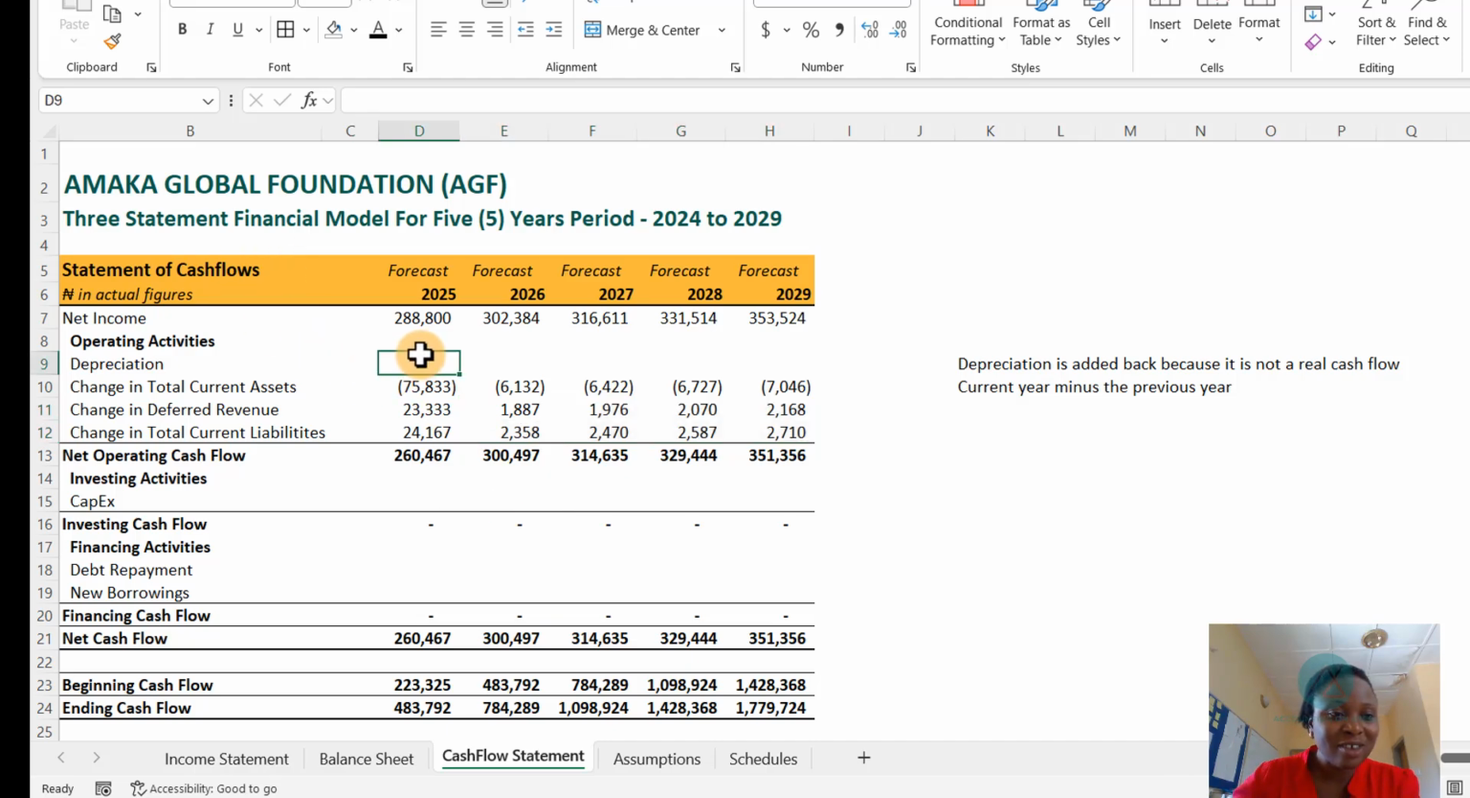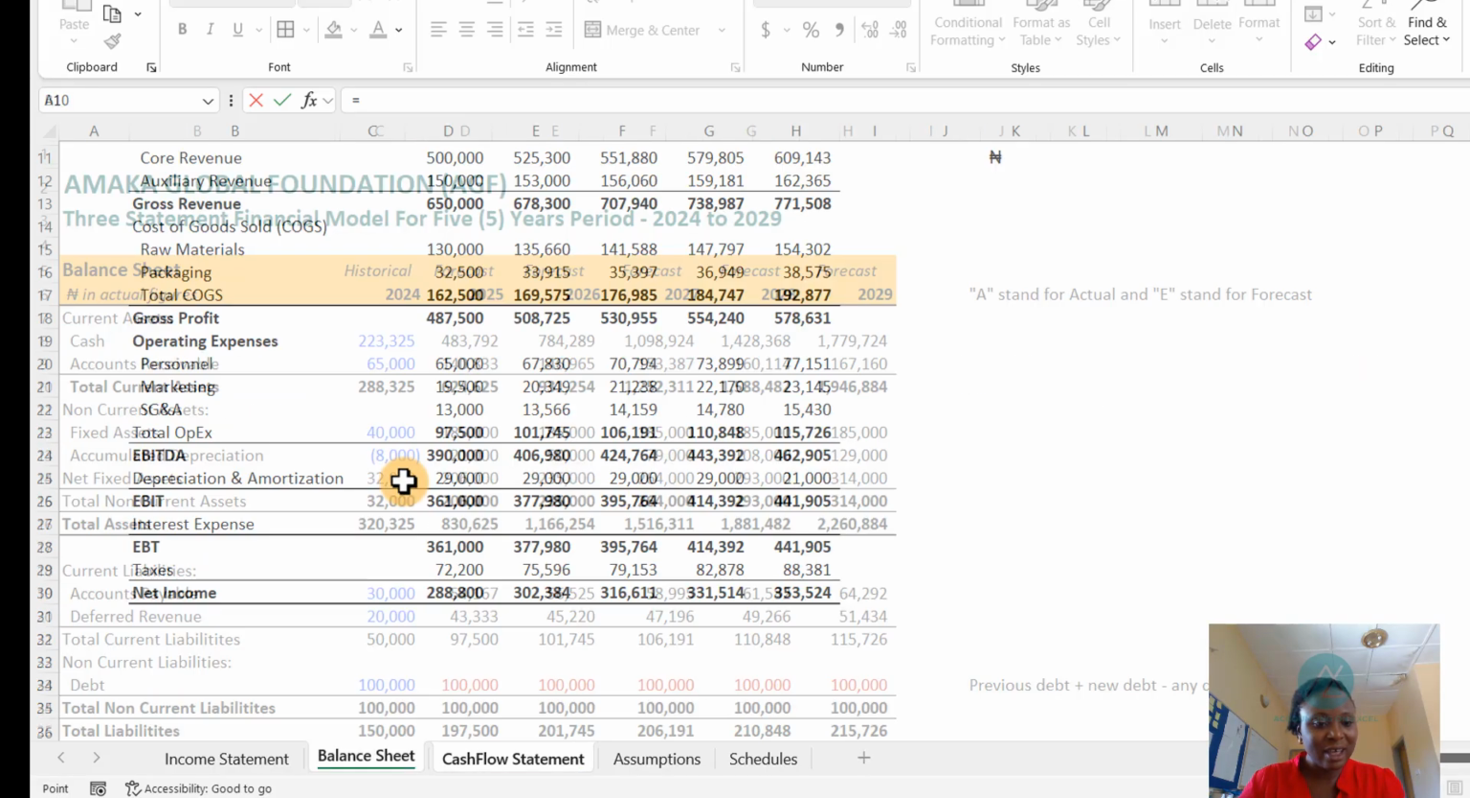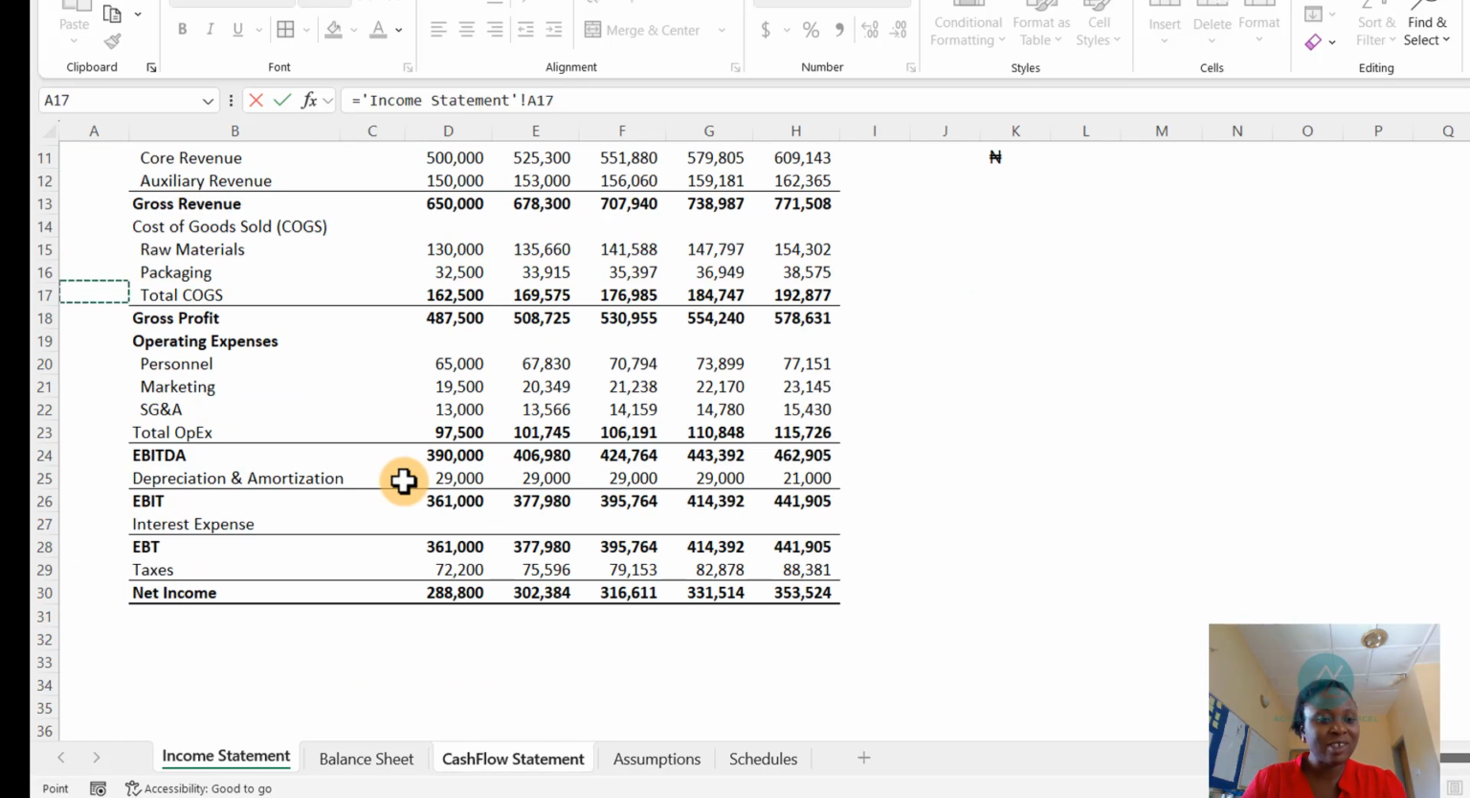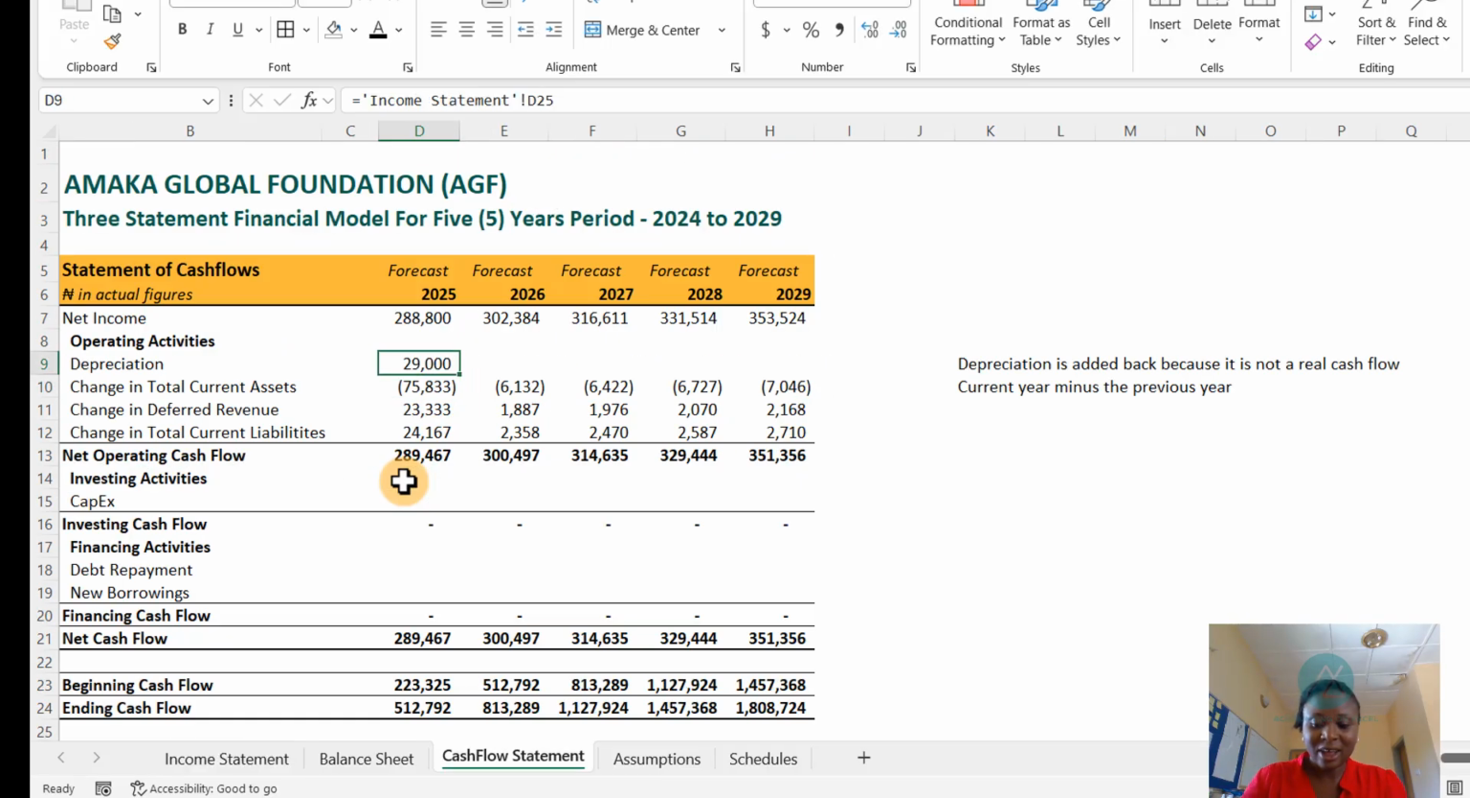So remember the depreciation. You come here and go back to your income statement, pick that depreciation you have imputed here. You can copy through to the end. So you add it back.